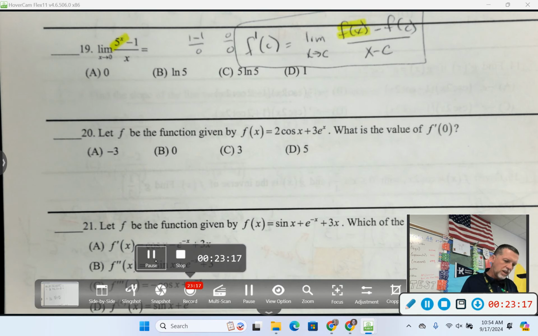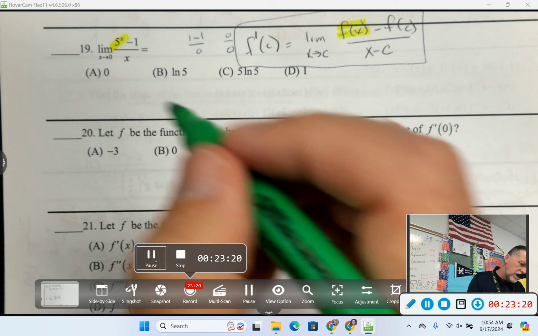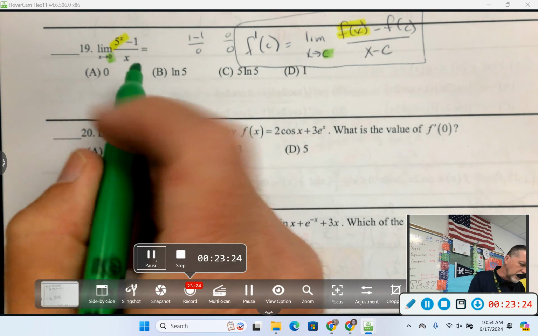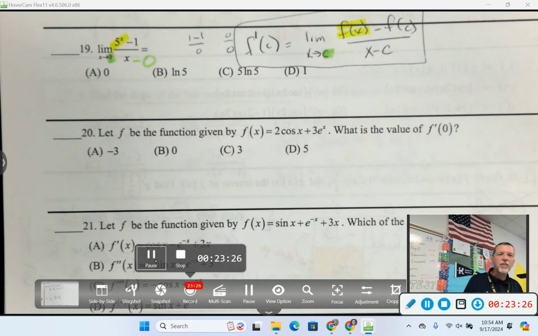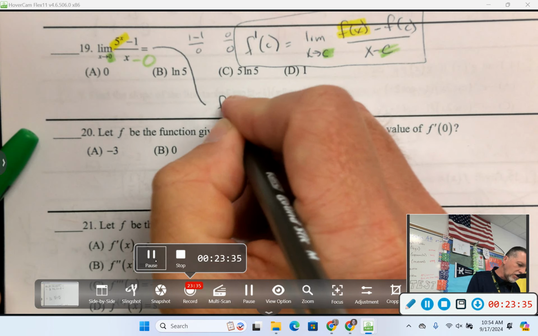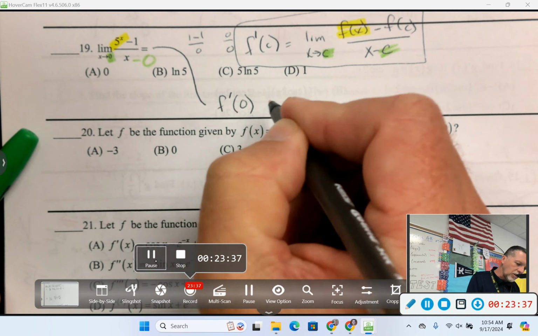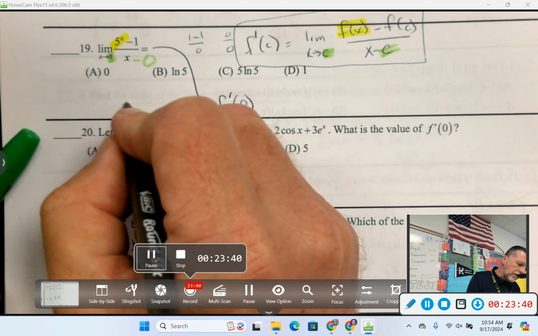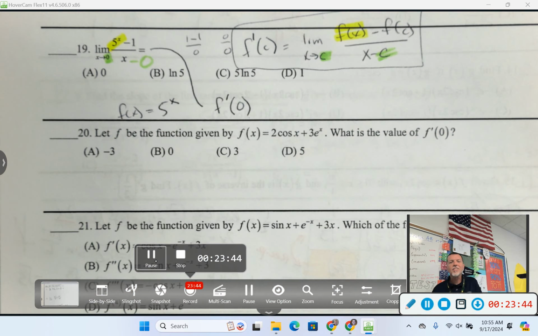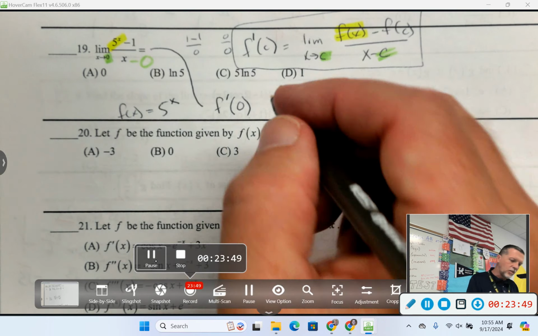C would be the 0. It's hard to see it; if you put x minus 0 down there, maybe that helps. So that means what they're asking me is for the derivative at 0, where f of x is 5 to the x. This is a tricky one because there's no way to do it other than to recognize that it's a derivative question.